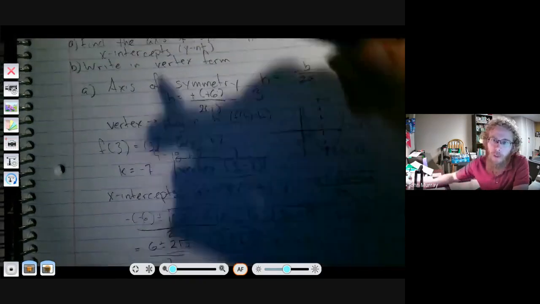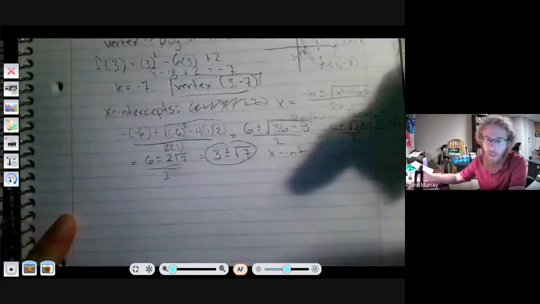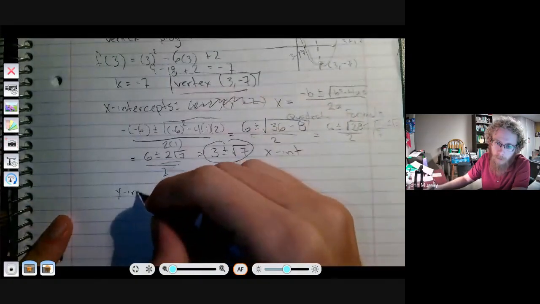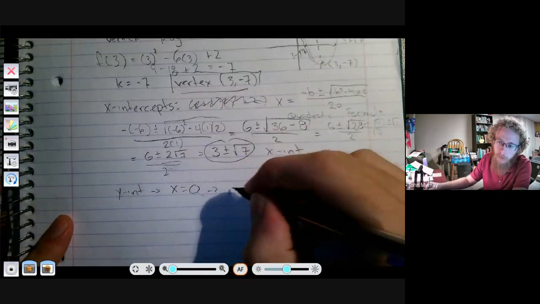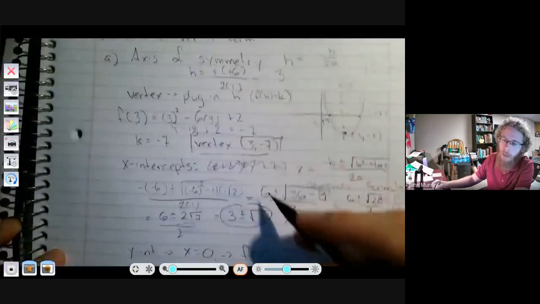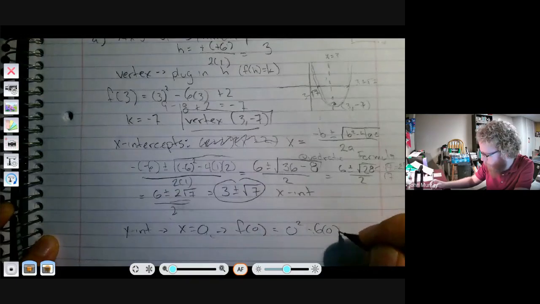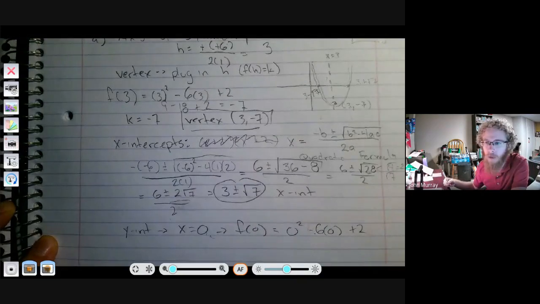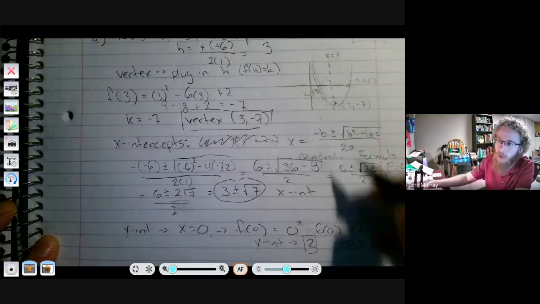Now this last part for part A, the y-intercept, we didn't talk about really, but the y-intercept is probably the easiest. What you do for the y-intercept is you plug in x equals 0. So we plug in 0 to our original equation. That's going to be 0 squared minus 6 times 0 plus 2. So our y-intercept is 2, or the point (0, 2).